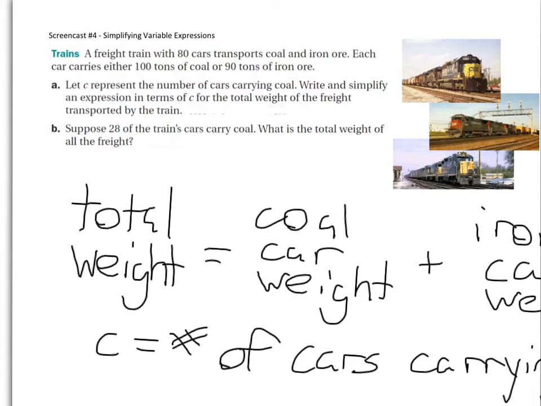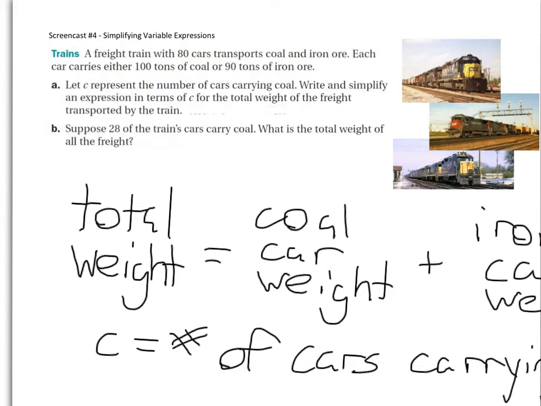Let's tackle A first. Let C, we're going to use the variable C, represent the number of cars carrying coal. Write and simplify an expression. That is an expression. Remember, no equal sign. In terms of C, for the total weight of the freight transported by the train. When it says in terms of C, that just means make an expression and let C be a variable within it, as you'll see in just a moment. Sounds fancy, it's really not. That just means create an expression that has C as a variable.